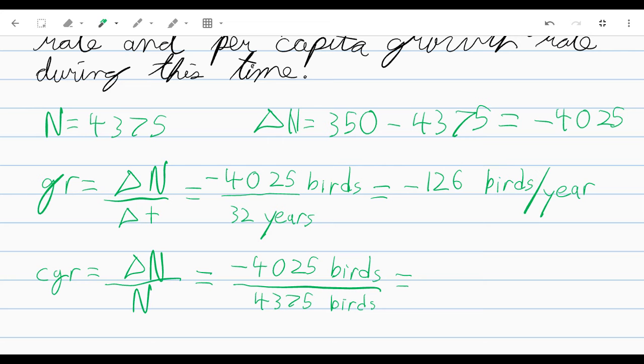And that will give us a per capita growth rate of negative 92 hundredths. So for every individual that was in that population, you lost 92% of a bird over that 32-year period. And that does make sense because this population almost got entirely wiped out during that time period. So that per capita growth rate is pretty darn close to -1.